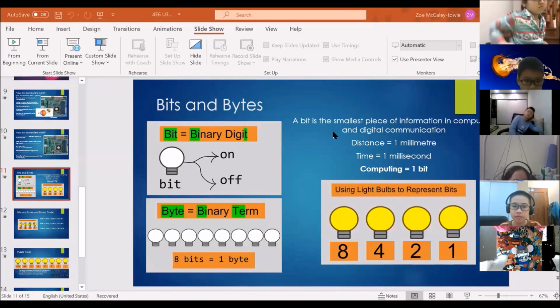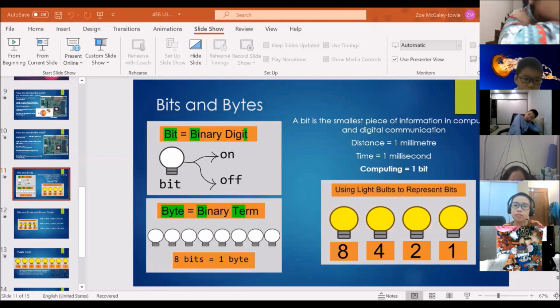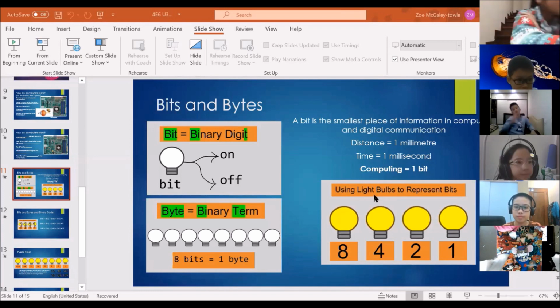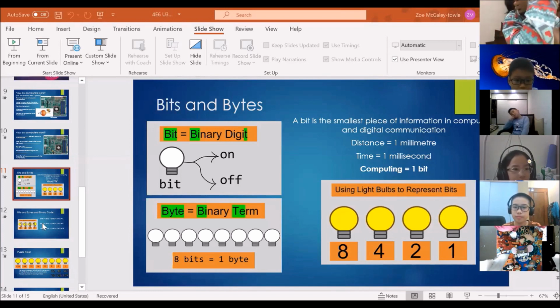Bits and bytes. A bit is the smallest piece of information in computing and digital communication. For example, in distance, it would be 1 millimeter. Time would be 1 millisecond. And computing is 1 bit. It's the smallest bit. If you've got 8 bits, that equals 1 byte, the same way that 10 millimeters equals a centimeter, like I said before. We're going to use the light bulb analogy.